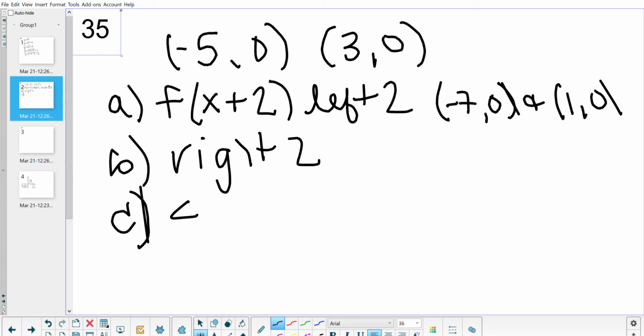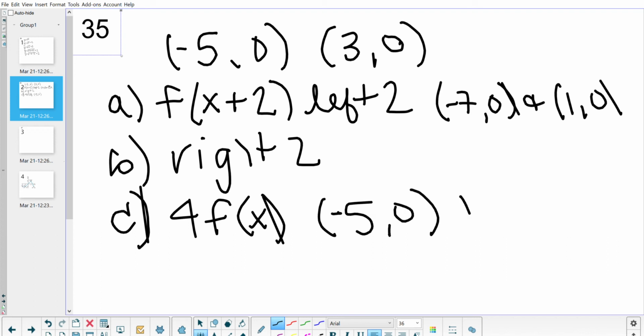Part C is interesting too. This is 4 times f of x. That's like a stretch, but this is 4 times the y value. Well, guess what? The y value for these x-intercepts happens to be 0. So 4 times 0, still 0. 4 times 0 here, still 0. So the x-intercepts don't change. It's still -5 and 3. I don't know why my pen keeps wanting to make my parentheses straight lines.